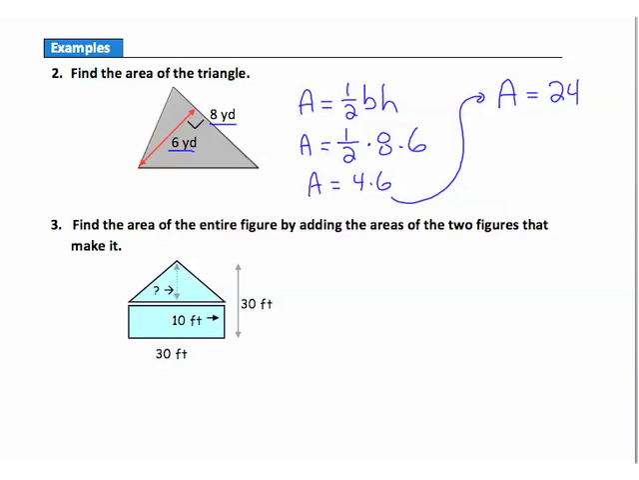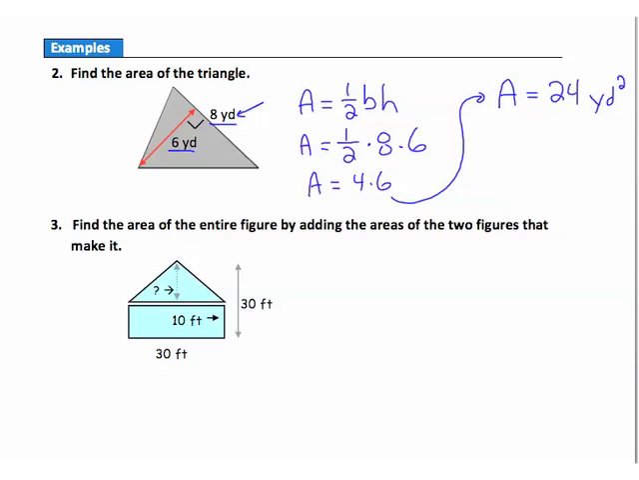Now I don't want to stop right there because I want to make sure that I'm indicating this is a measure of area. Notice we were using yards over here. So this is going to be 24 square yards, meaning this triangle, if I was to draw a grid of squares, this triangle would cover 24 of those squares that are 1 yard by 1 yard.